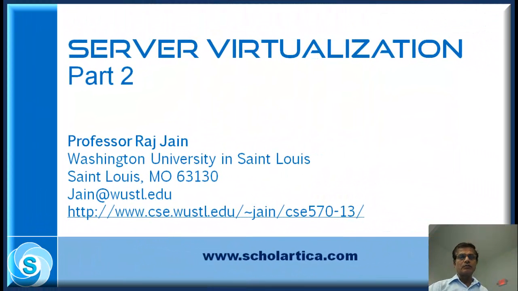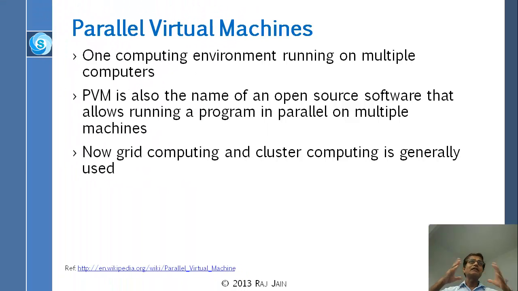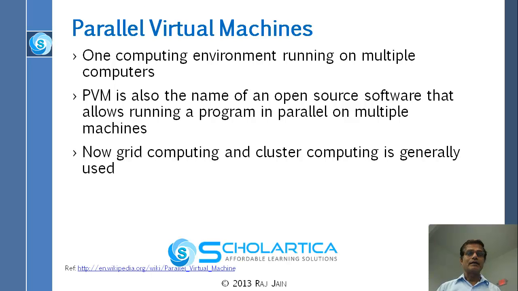Finally, parallel virtual machines. So now we talked about dividing one computer into many computers, but it is also possible to combine many computers into one computer. Alright? So PVM, parallel virtual machine, is the name of an open source software that allows running programs in parallel on multiple machines. So it makes one out of n.